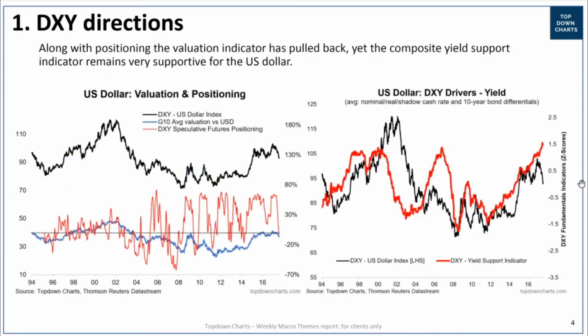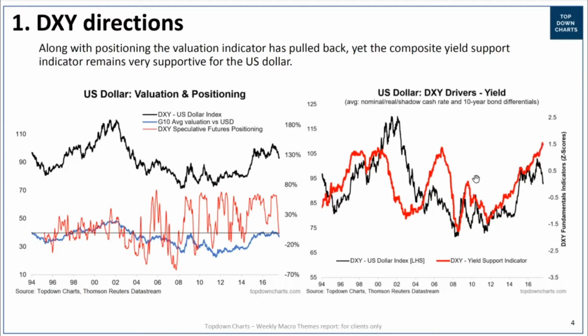So the second set of charts, we're showing again speculative futures positioning alongside the valuation indicator there. So it had gone into overvalued territory, now it's into slightly undervalued. And over onto the other one, this is probably one of the more compelling sides of it, that the yield support indicator is pointing to still substantial support for the US dollar index, or the US dollar more broadly.